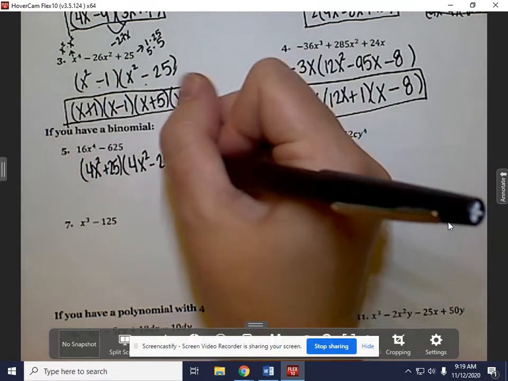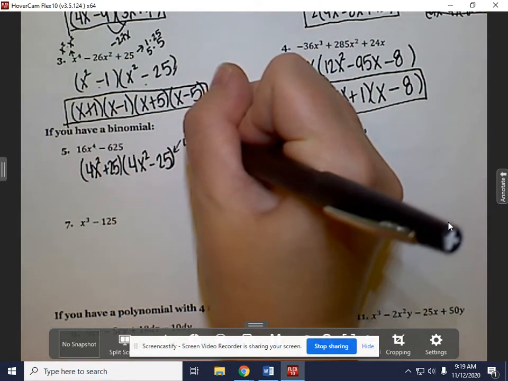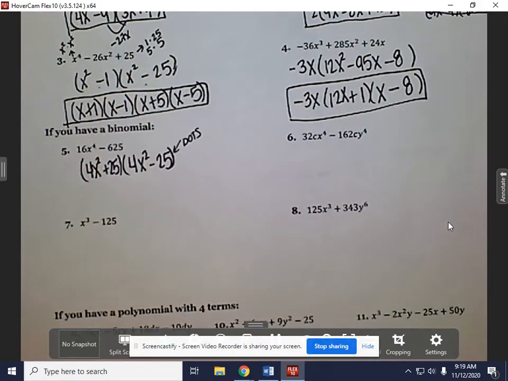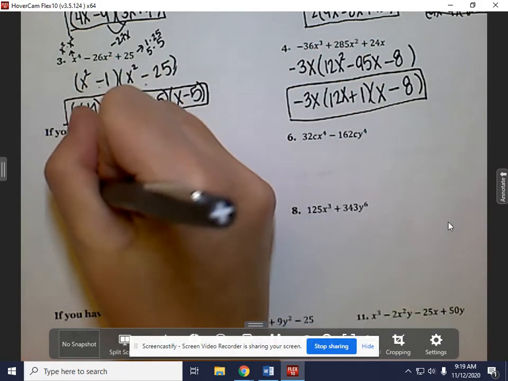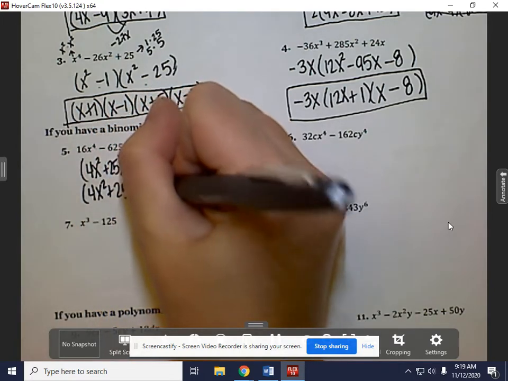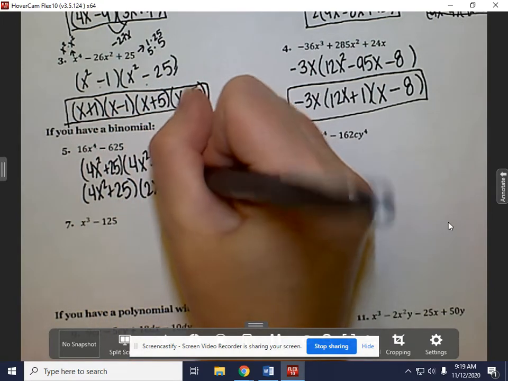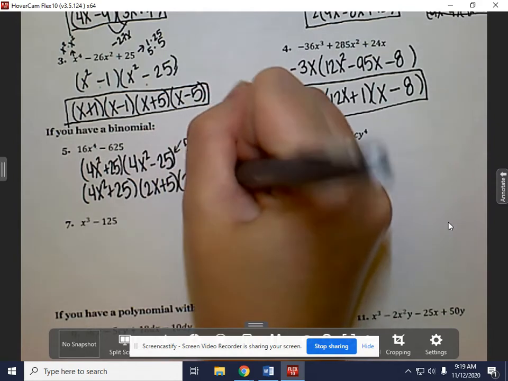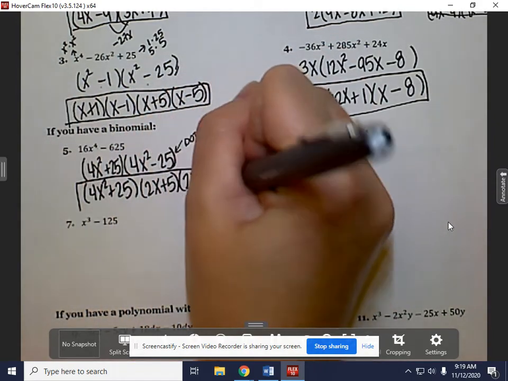Always check your answer because this is a difference of two squares. This is not. That's a sum of two squares, which we can't factor. So that stays as 4x squared plus 25. But this can factor to 2x plus 5, 2x minus 5. And that, my friends, would be your final answer for that one.